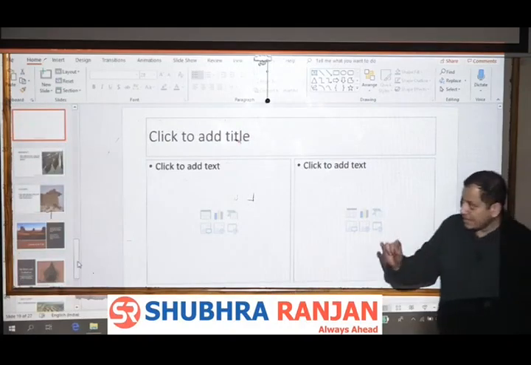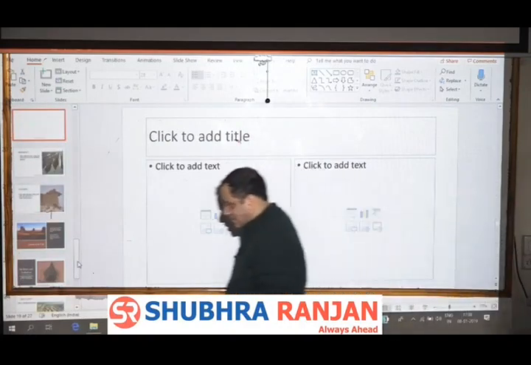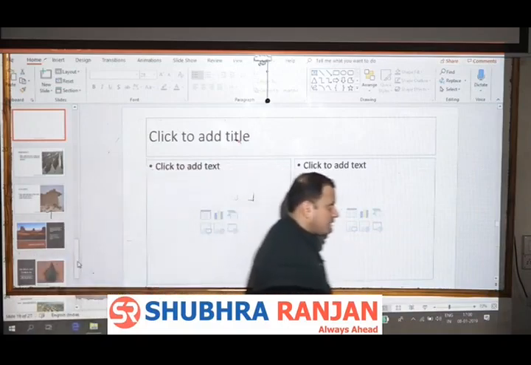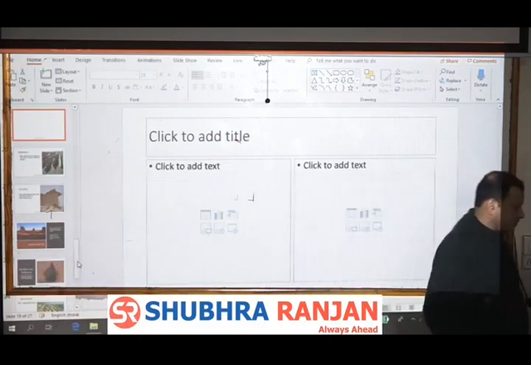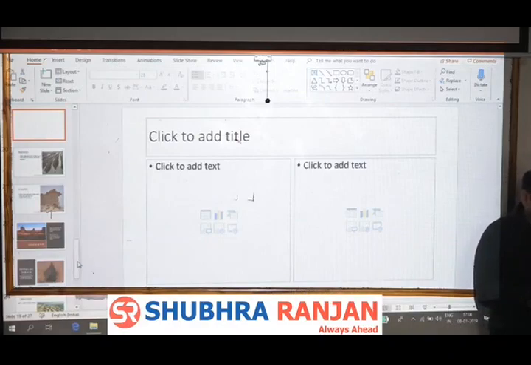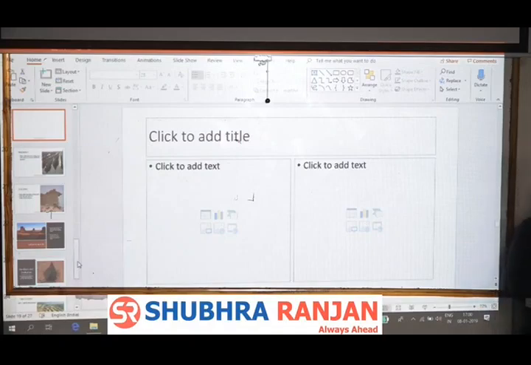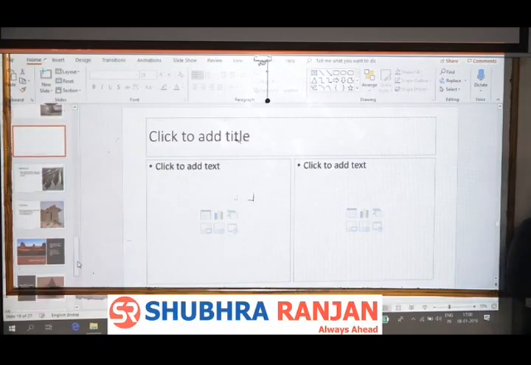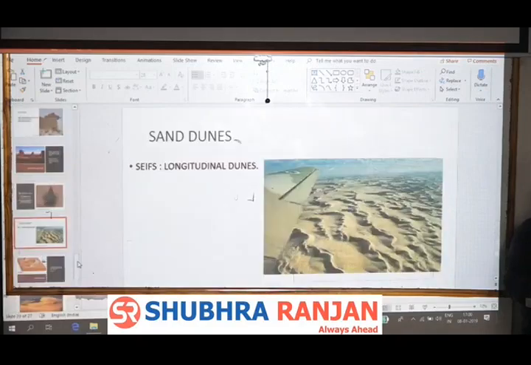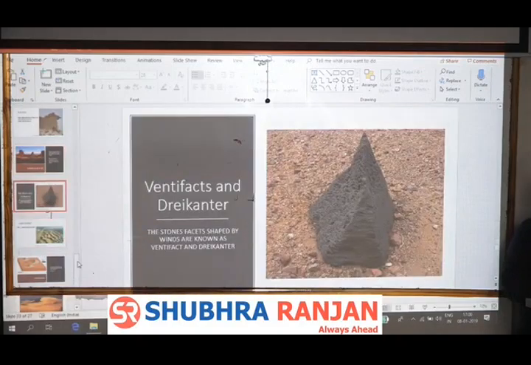For prelims, in India, mesas and buttes are commonly found in the Deccan Plateau region. UPSC generally asks where in India they are found. Any of these are found in the Deccan Plateau region.